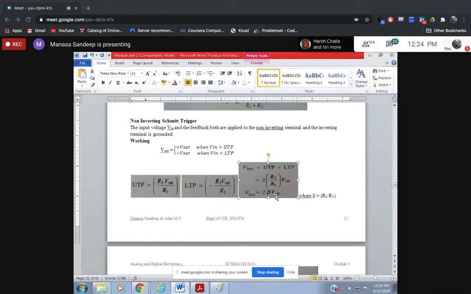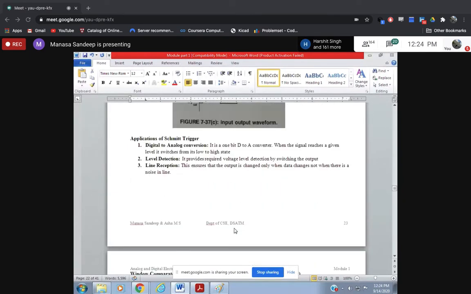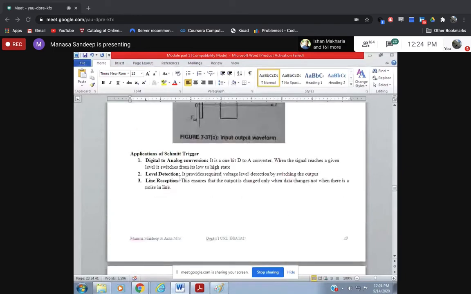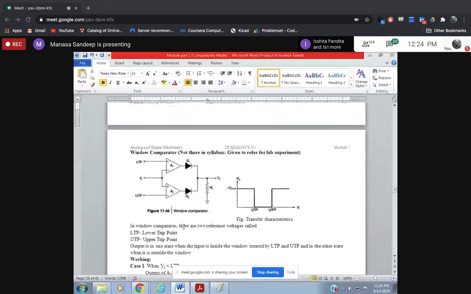Only the beta value changes. There the beta value is R2 divided by R1 plus R2. Here the beta value is R2 by R1. That is the only change you need to remember in this non-inverting case. Coming to the applications, it is used in digital to analog conversion, level detection, line reception. These three points you have to write.